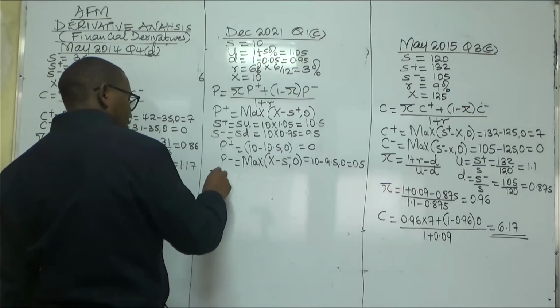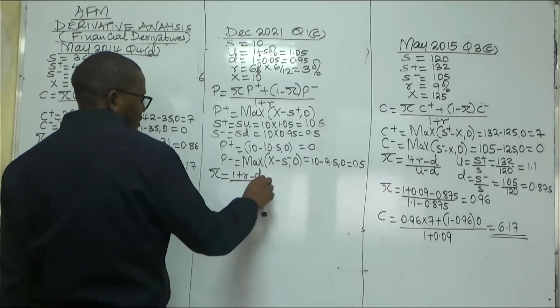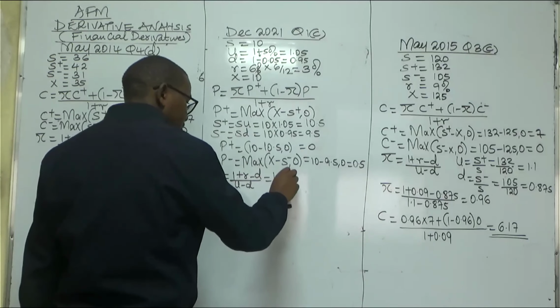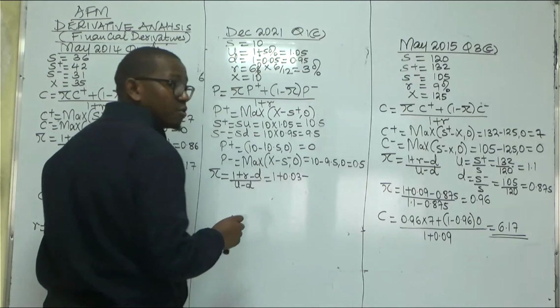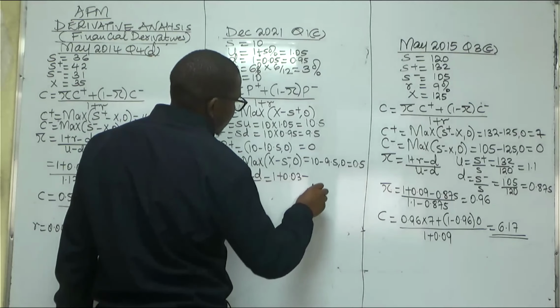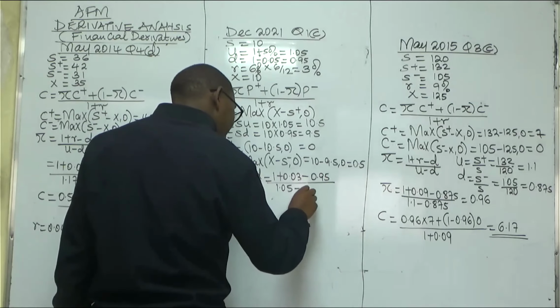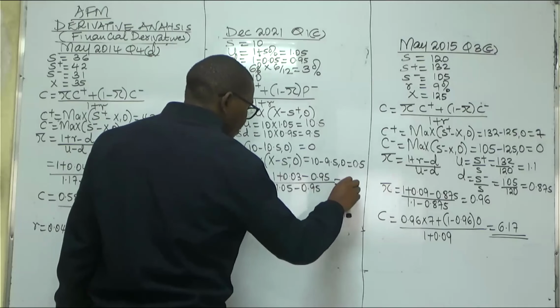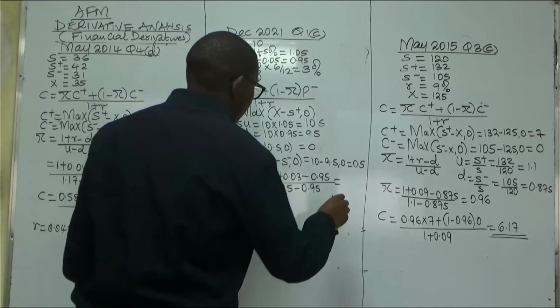Therefore, what we don't know now is the risk neutral probability, which is 1 plus R minus D over U minus D. So 1 plus R is 1.03 minus 0.95, divided by 1.05 minus 0.95. That gives 0.8.